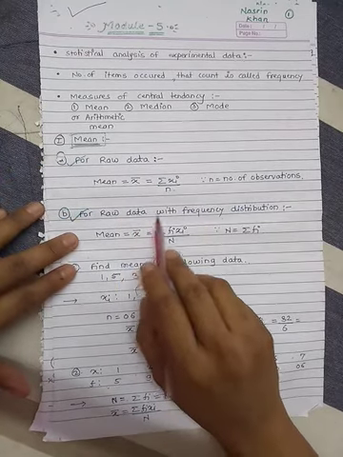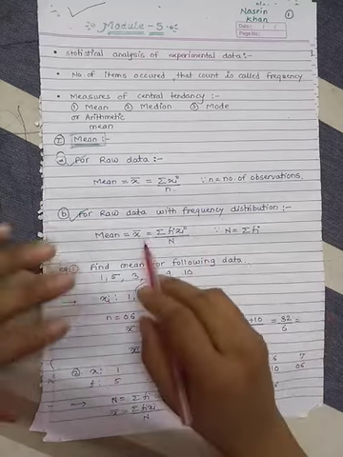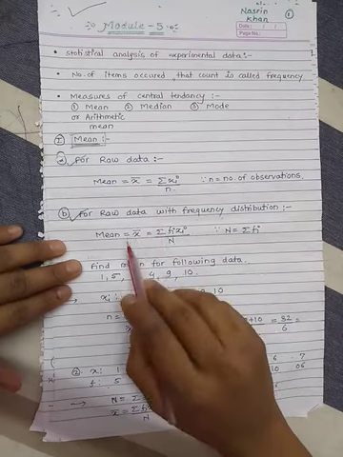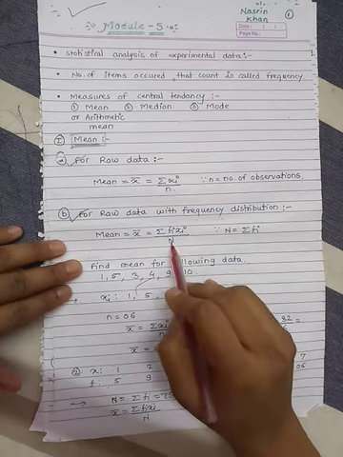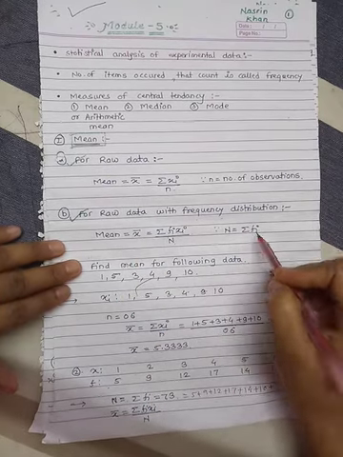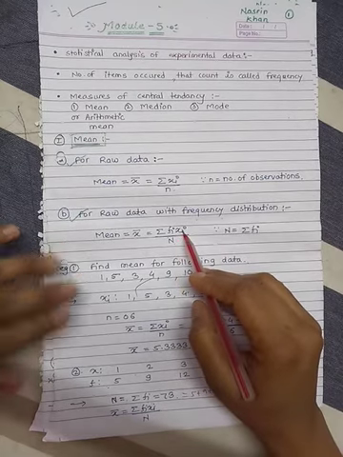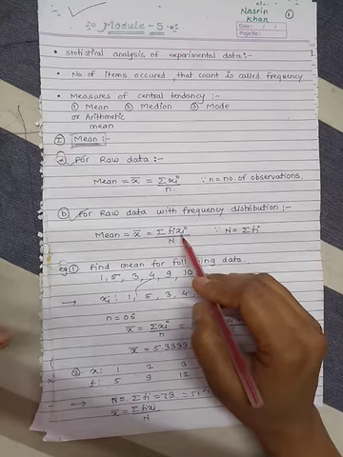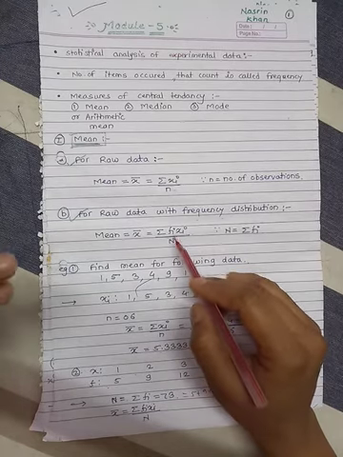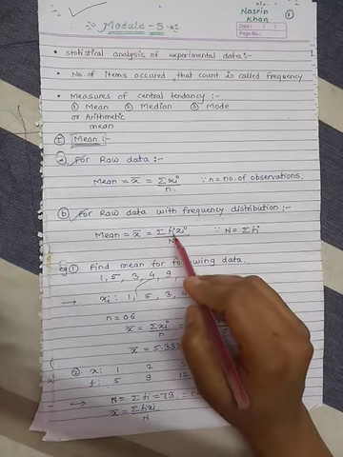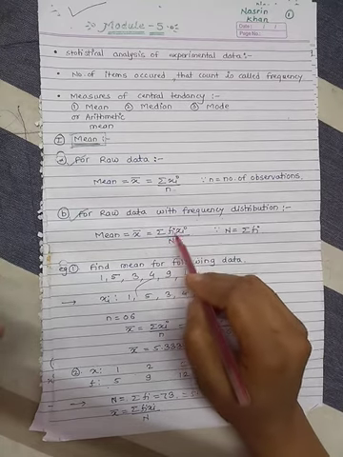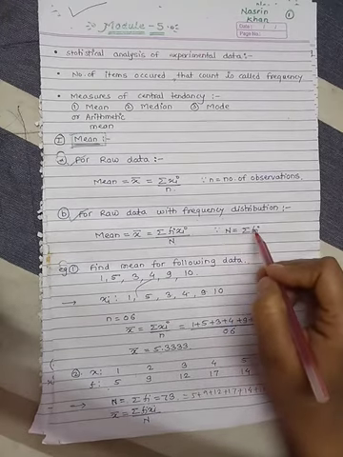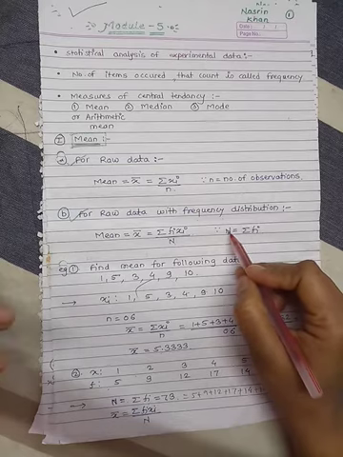Second, if raw data is given with a frequency distribution, that is, x values are given with their frequencies, then what is the formula for x bar? X bar equal to summation fi xi upon capital N, where capital N equal to summation fi. Summation fi xi means we first multiply the xi and fi values, then their column addition gives summation fi xi. Capital N means summation fi, that is, the addition of all frequencies.